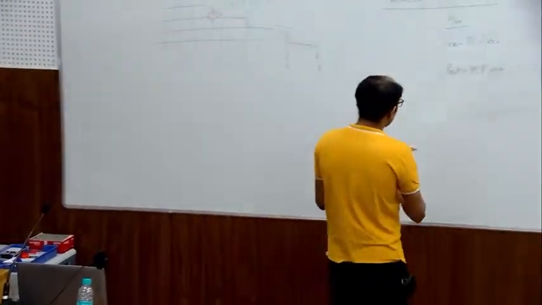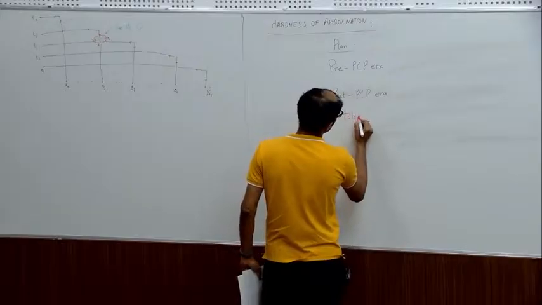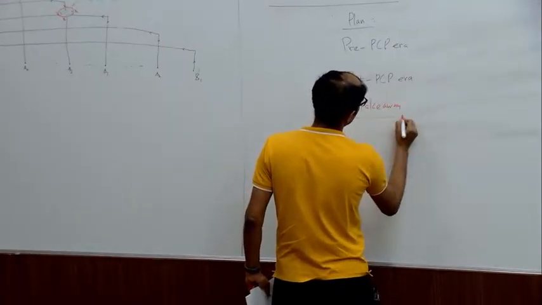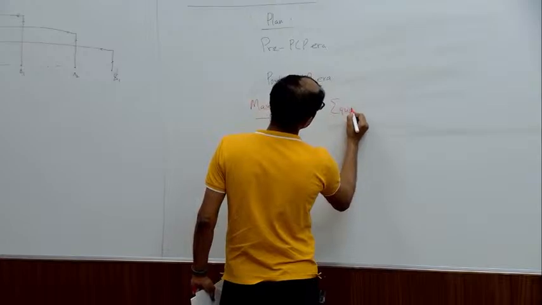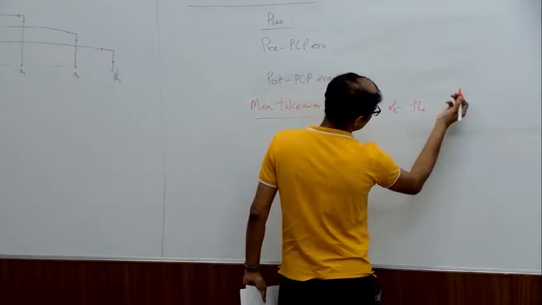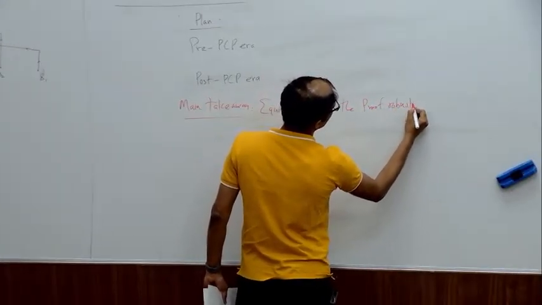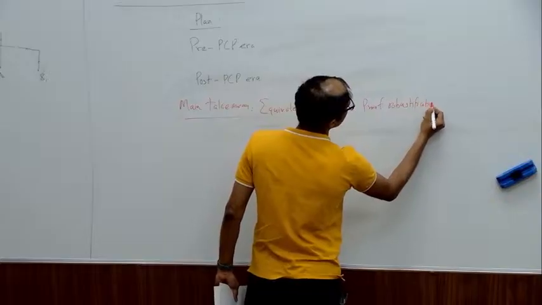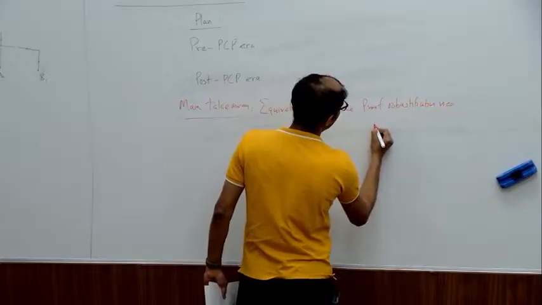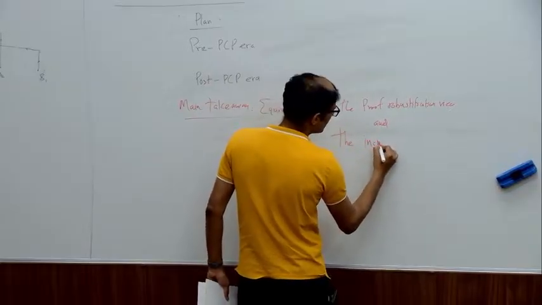So yeah, the main takeaway for today's lecture is the equivalence of the proof robustification view and the inapproximability view of the PCP theorem.